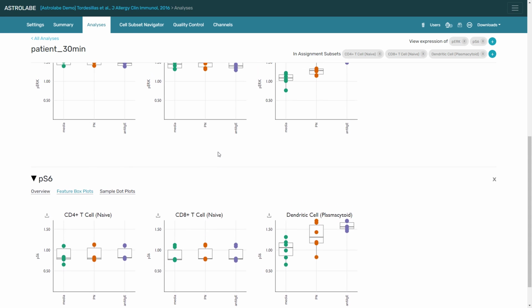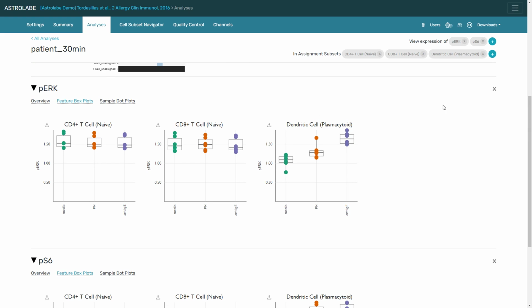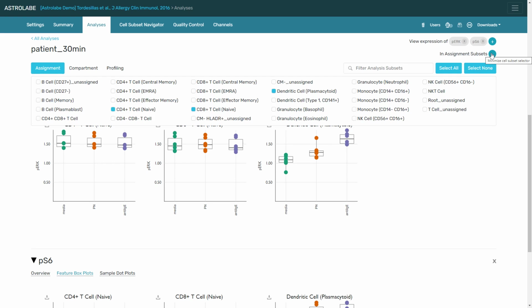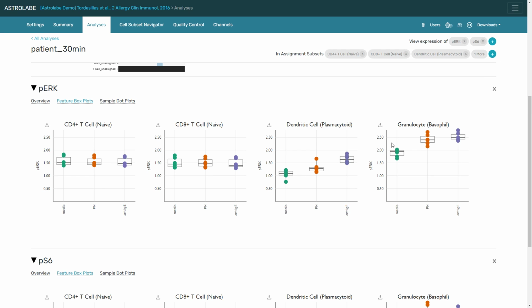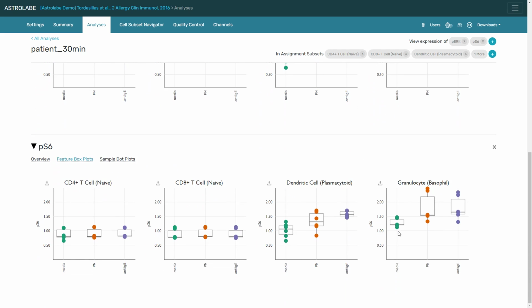Furthermore, we've seen a trend in the basophils as well. So let's add them now, and please mind the y-axes. Right now they go up to 2. Once we add the basophils, all of the figures are now adjusted. And the reason is the level of PERK is much higher in the basophils. In fact, even the media condition basophils have a higher level of PERK than all of the other populations. Scrolling down, similarly with PS6, PS6 increases in the basophils, and the levels are much higher than they are with the PDCs and with the two T cell populations.